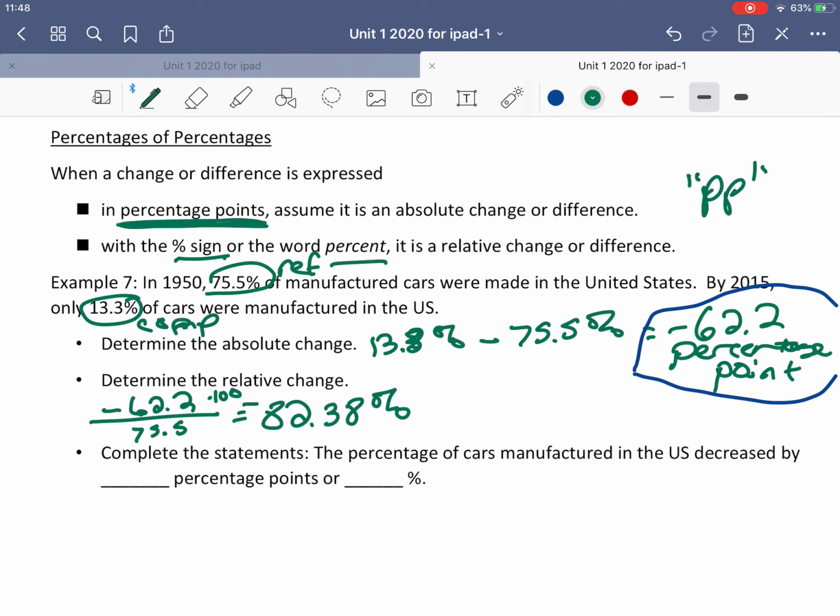But let's complete the statements. The percent of cars manufactured in the U.S. decreased by blank percentage points. So this one comes from absolute, gives me 62.2 percentage points, or 82.38%. Notice I didn't put the negatives in any of those because it's covered by decreased, but be careful if they don't use decreased and you have a negative. We do have to make sure that that is clear somehow.